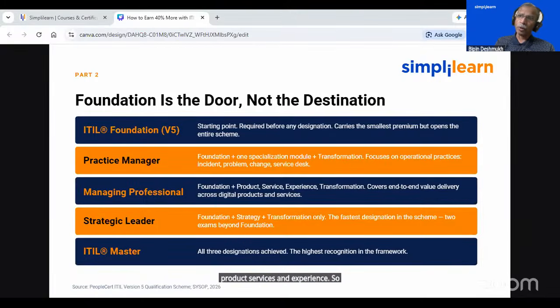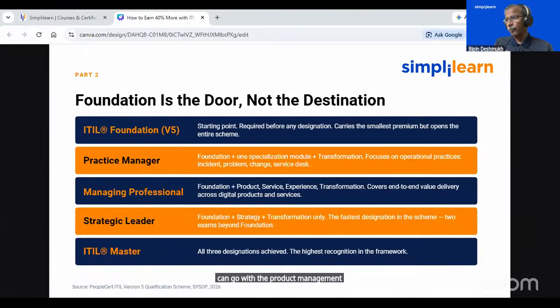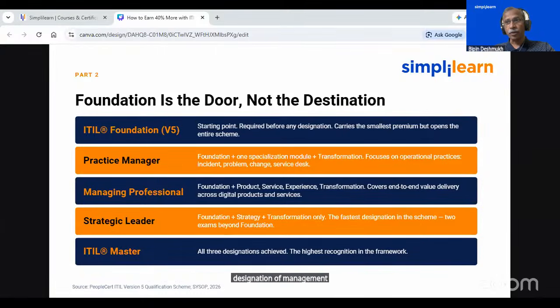These are a combination of material created from earlier versions, aligned in a way that those who want to focus on product development can go with the product management professional. Those who are into service and want to remain in service can go into service. And those who want to create a better experience for their consumers can look at the experience. Then with the transformation module, you get the designation of management professional in each of these three areas.